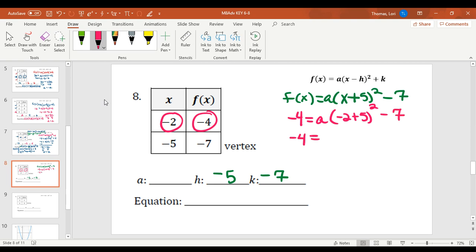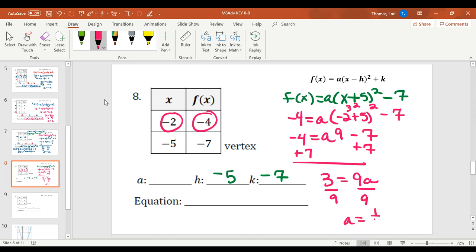So let's simplify the right side. So we have -2 plus 5, that's 3 squared. That gives me 9 minus 7. We're going to add 7 to both sides. That gives me 3 equals 9 times a. Divide each side by 9, and my a value is 1/3. And let's put that all together. x minus -5 minus 7. And again, you know how to expand your exponent, multiply, and then subtract the 7 if asked to put it in standard form.